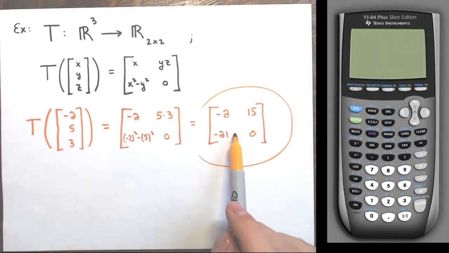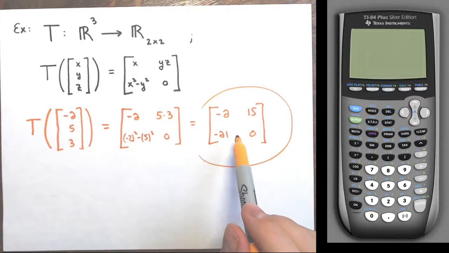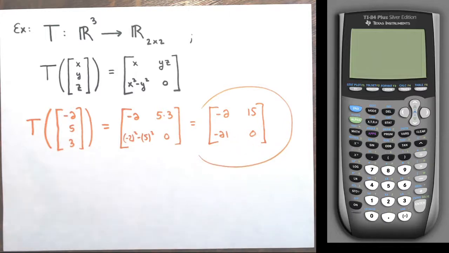This 2 by 2 matrix is the image of this vector. And this vector is one of the elements in the pre-image of this 2 by 2 matrix. And this 2 by 2 matrix is in the range of this transformation T. You can say all the same things every time. So hopefully this seems easy enough, right?